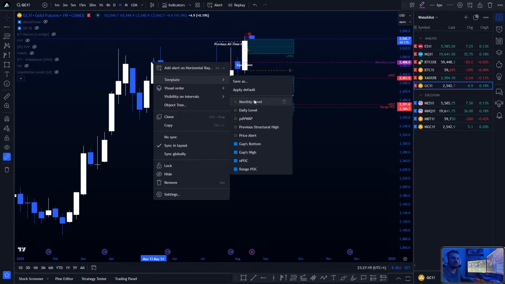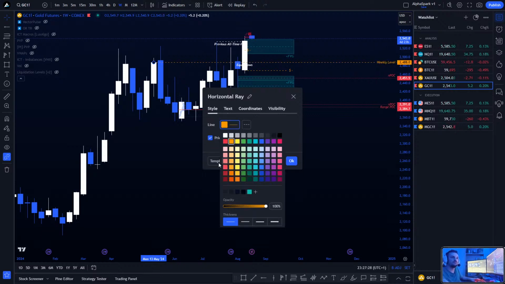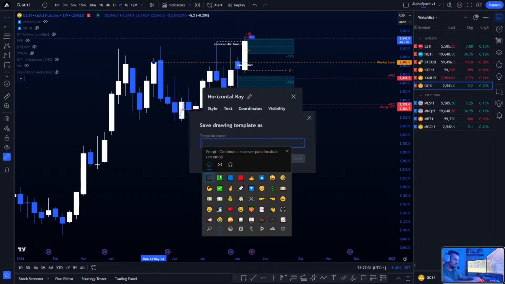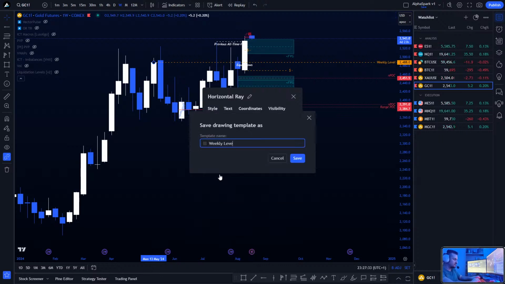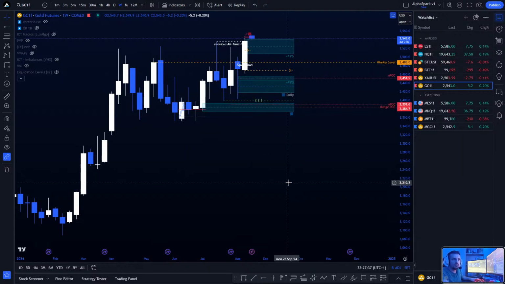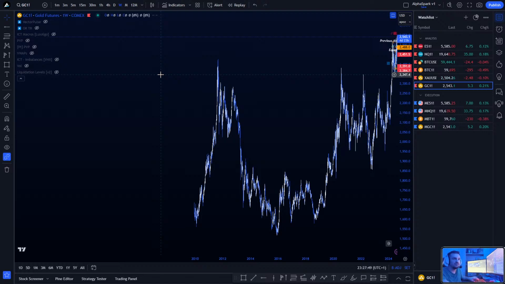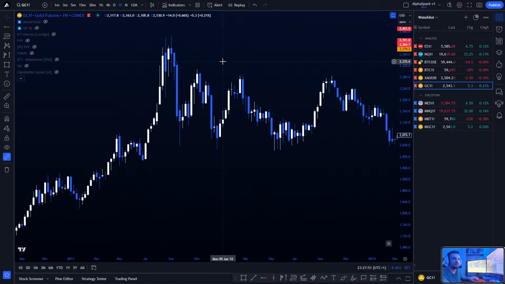I didn't save a template for the weekly level. What a dumbass. Done. Okay. Weekly level there. Weekly level here. Yeah, like that one. Do you have anything? We shouldn't. Oh, wait.